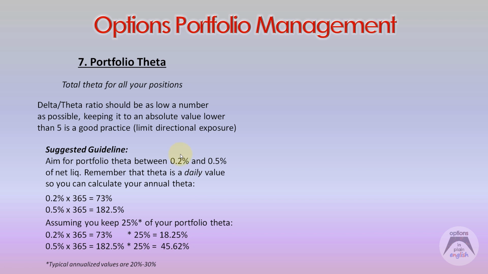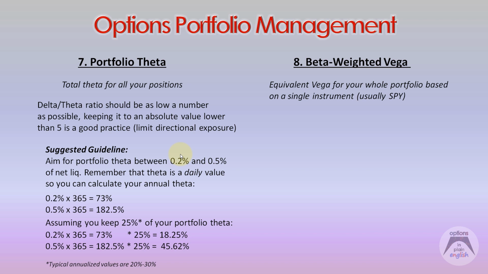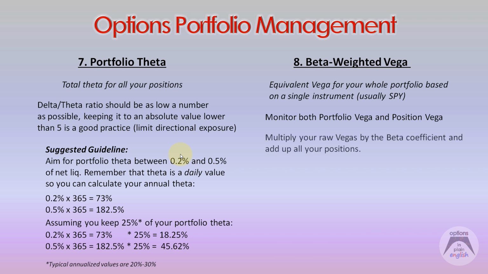So theta between 0.2% and 0.5%. Beta weighted Vega: now you have Vega for individual positions, the equivalent Vega for your whole portfolio based on a single instrument, usually the spiders. So you have to monitor both your portfolio Vega and your position Vega. Now, how do you get your portfolio Vega? You multiply your raw Vegas, so the Vegas of every position, of every underlying, by the beta coefficient, and you add up all your positions.